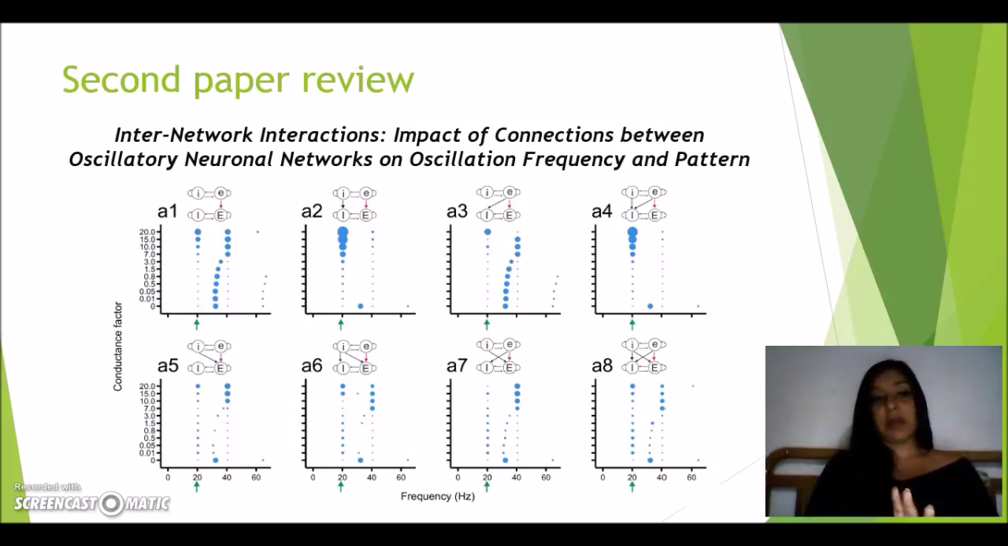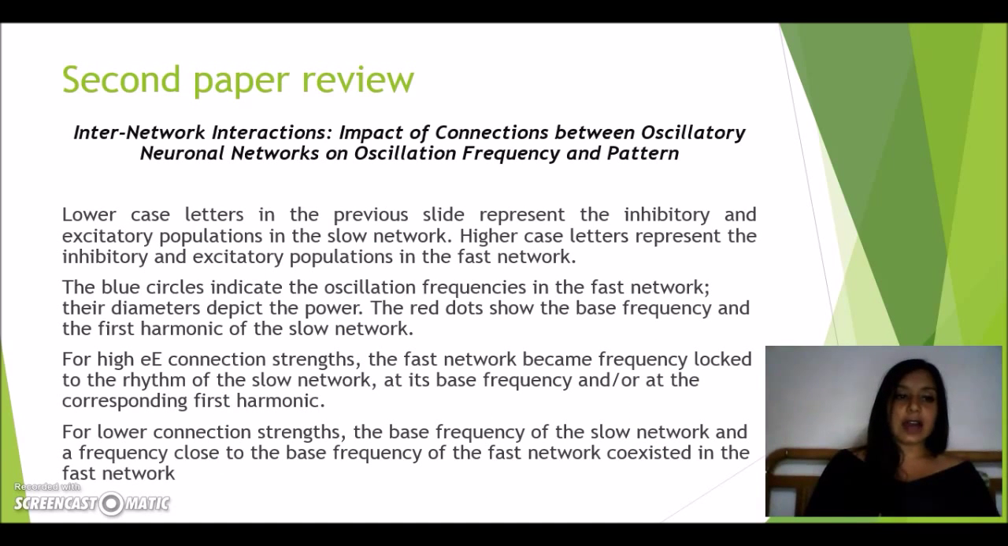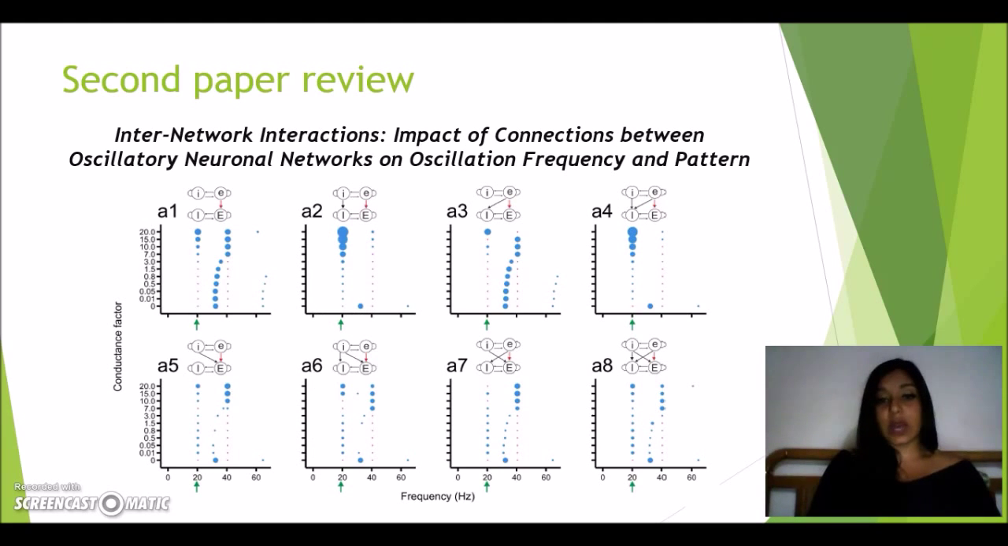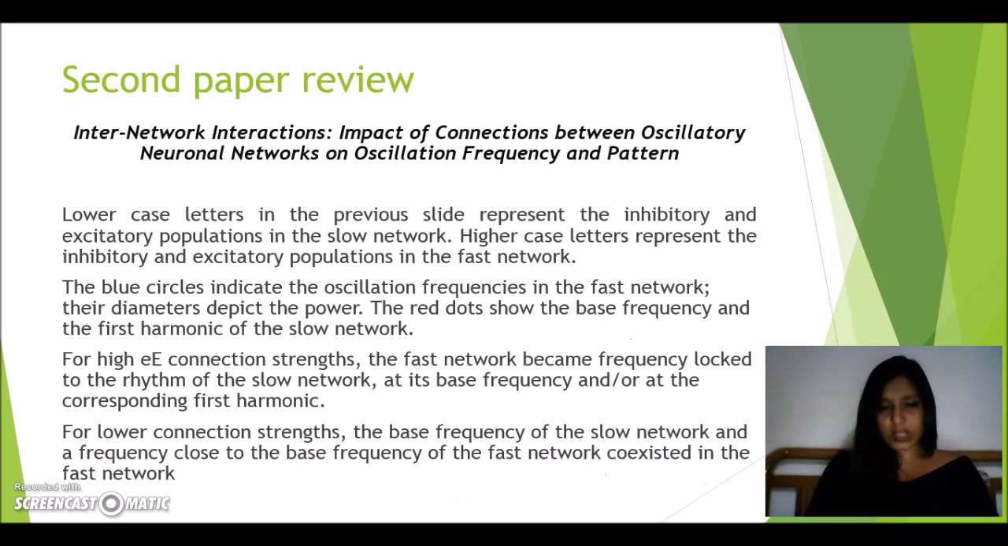First off, we need to remember that the lowercase letters stand for the slow population, whereas the capital letters stand for the fast population. And now the blue circles indicate the oscillation frequencies in the fast networks. Their diameters do show the power. Now the red dots are actually the base frequency and first harmonic of the slow network. We can see a couple of those in each graph, and their diameter has nothing to do with power whatsoever.